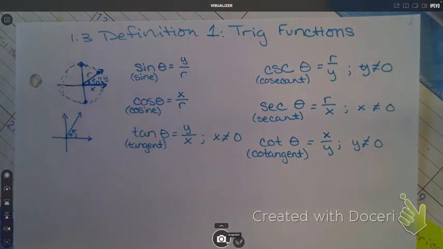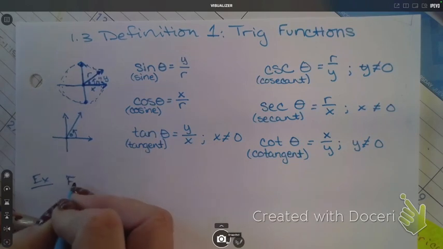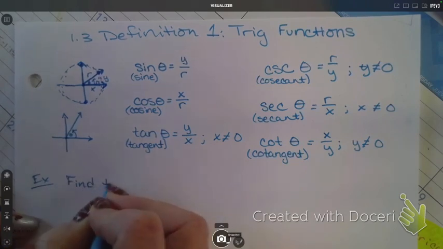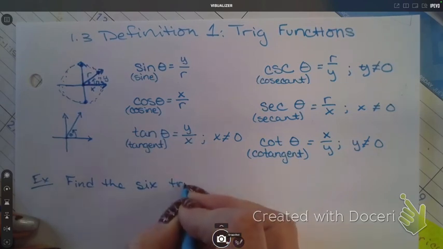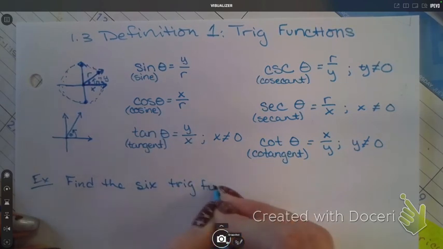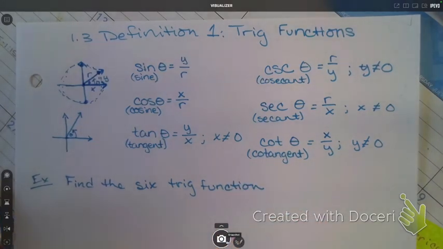So how we use that, you'll have problems like: find the 6 trig functions. So what are the 6 trig functions? Sine, cosine, tangent, cosecant, secant, and cotangent.